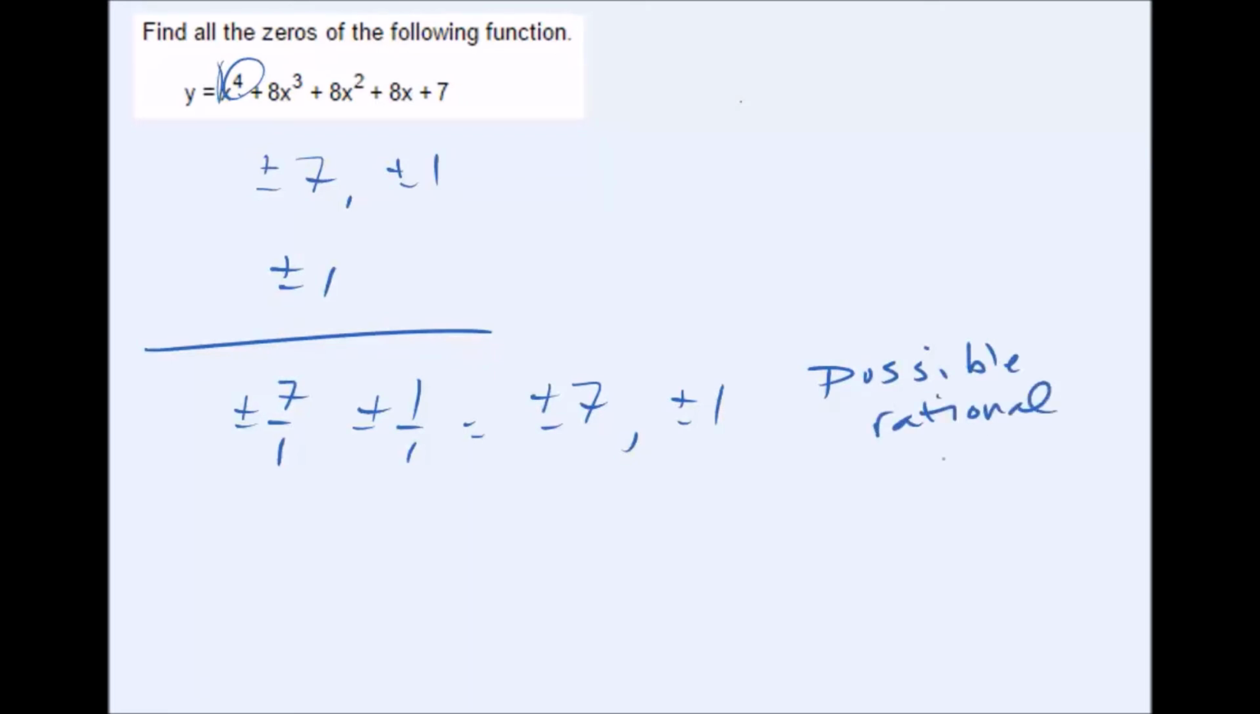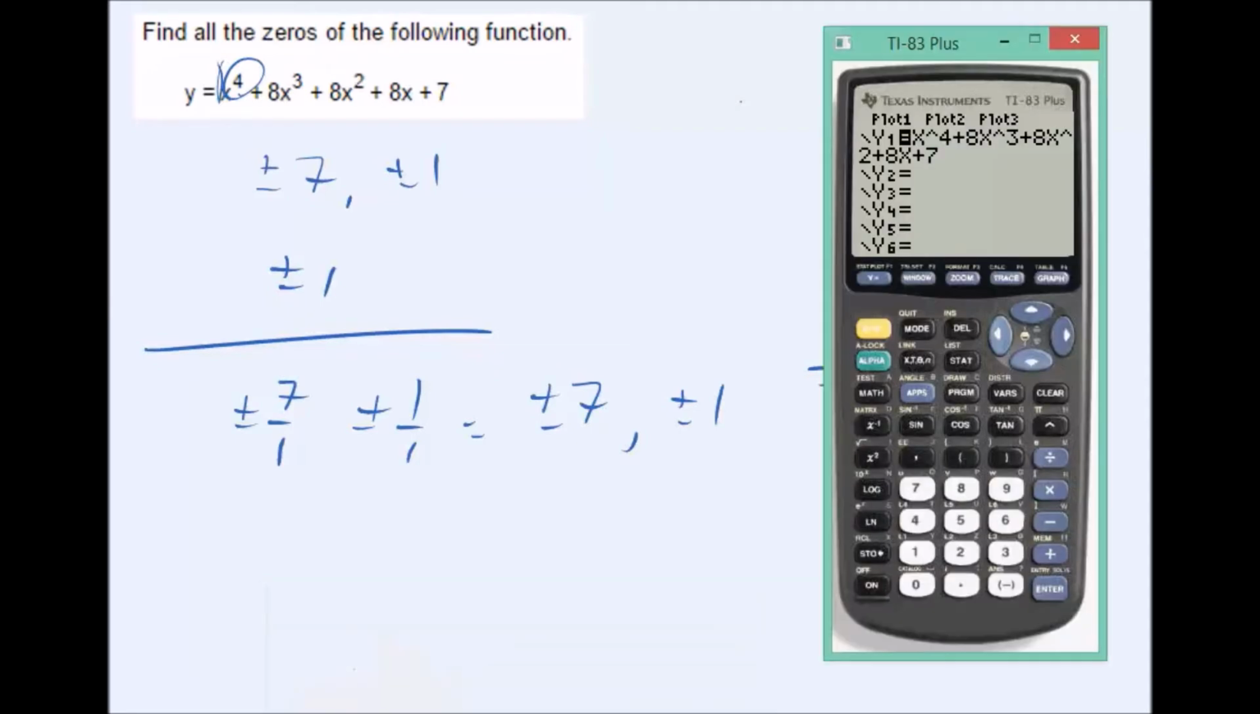Remember, rational zeros are the ones that are like integers or whole numbers. Then there might be some zeros that are irrational, that'll be like square roots. There might be some imaginary zeros as well. So let's go ahead and graph this one. I've already typed it in to save some time.